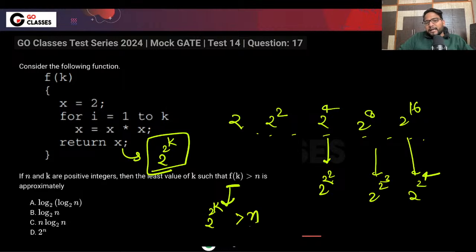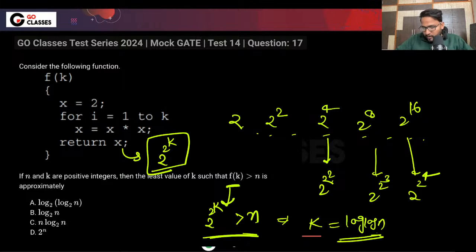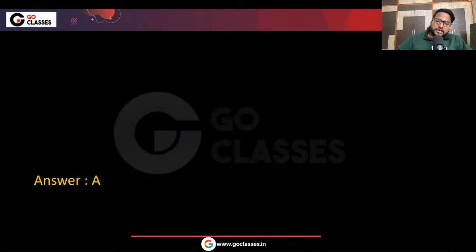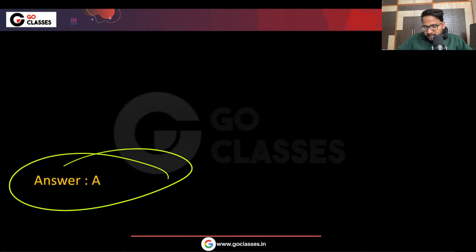If it has to be greater than n, then you can find out the value of k, which will be log n, right? Okay, understood? So A is the correct answer here. This is an easy question only.